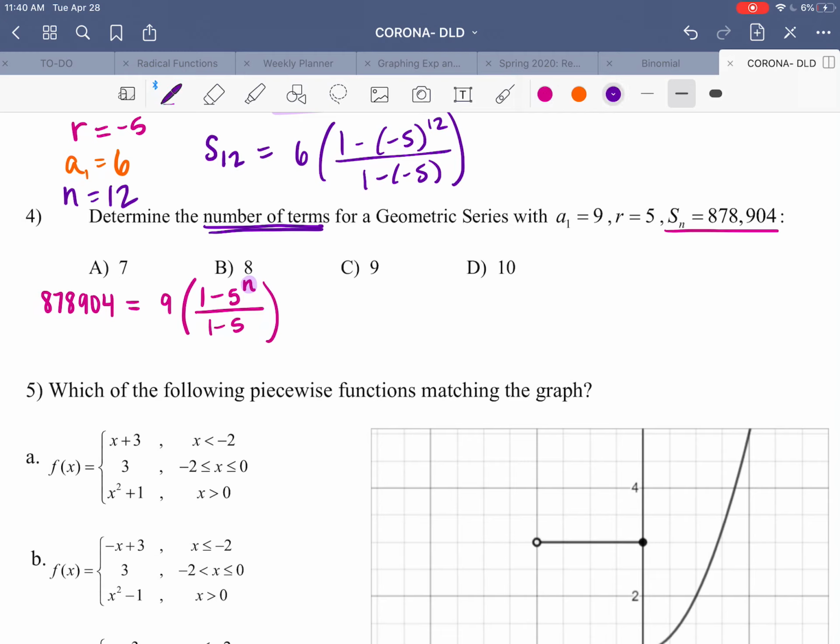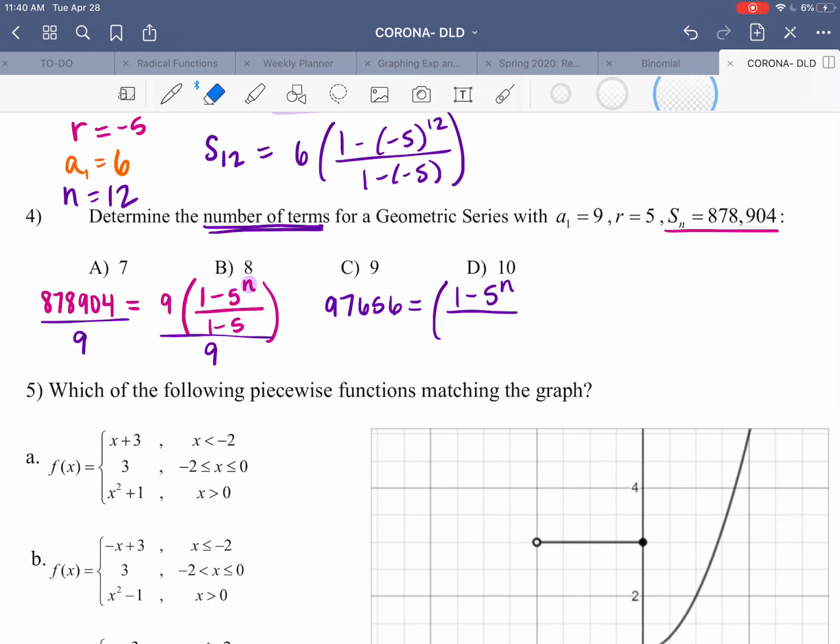First thing you need to do is divide by 9. If we divide by 9 here, we're going to get 97,656 is equal to all of this right here. I'm going to go ahead and do another step. This 1 minus 5 is negative 4, so I'm just going to write negative 4 here. Do not combine this. You cannot make that a negative 4 to the n, okay? That is illegal, not correct mathematics, okay? You can only combine those if they have the same exponent.